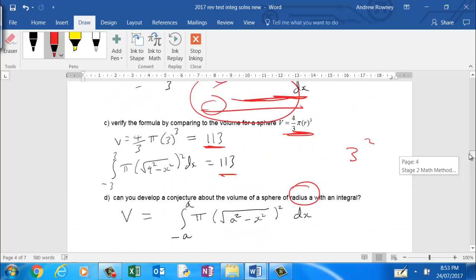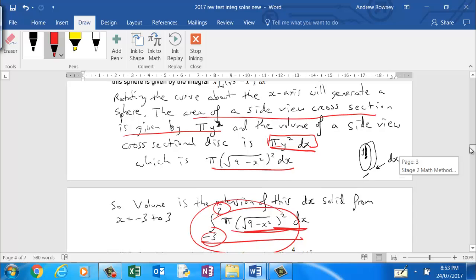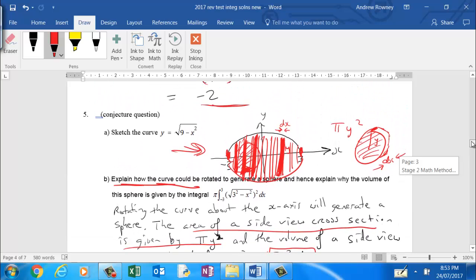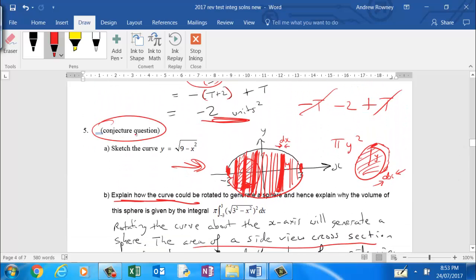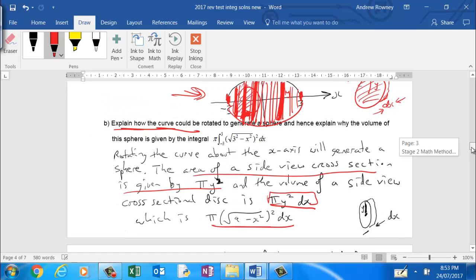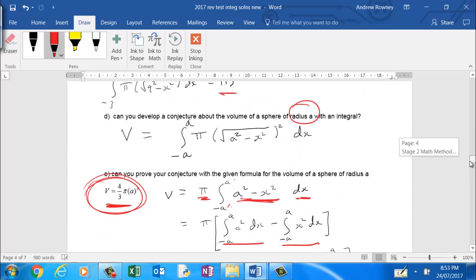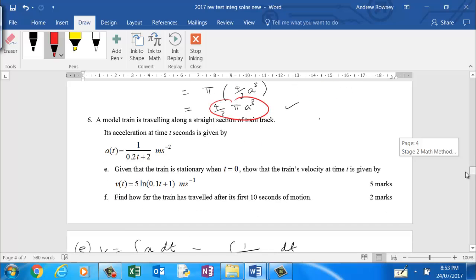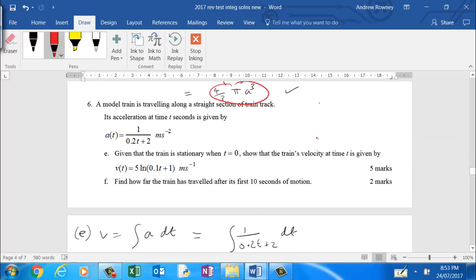Okay, so that's quite an advanced question there, but we need a conjecture question. So it's a good conjecture question to hit the SACE requirements in a test. 6, model train. We're given the acceleration and we have to show that the train's velocity is given by this.